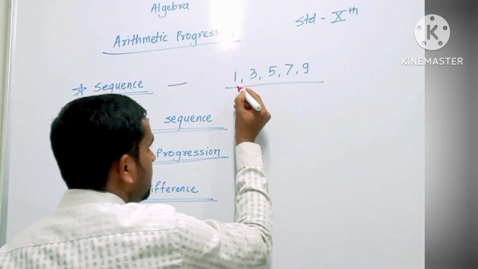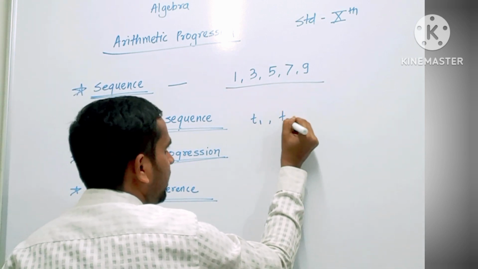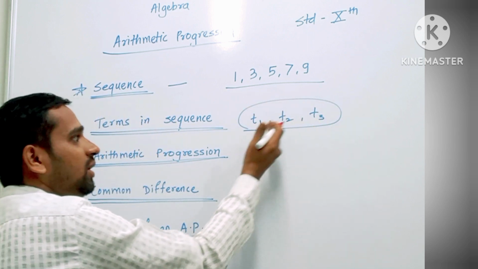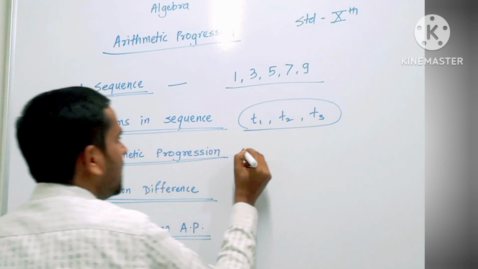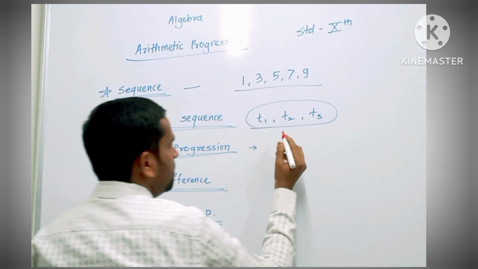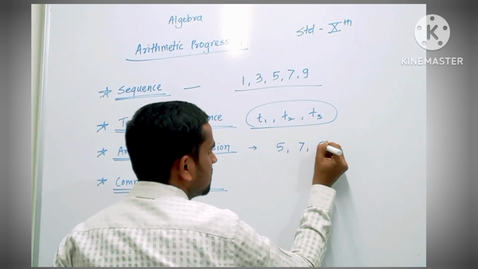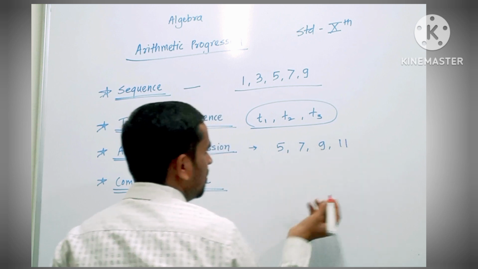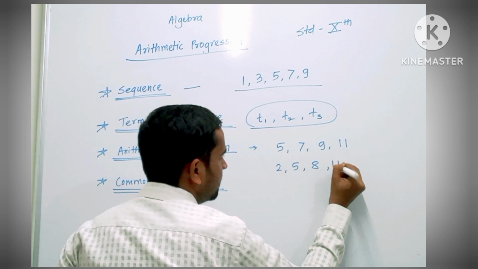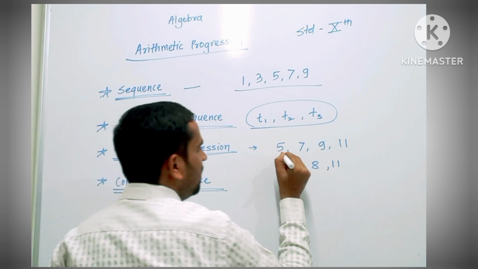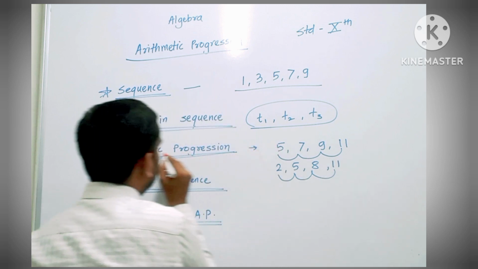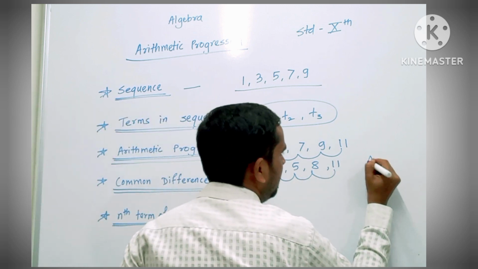Next point, terms in a sequence. Suppose this is a sequence. These consecutive terms are called T1, T2, T3. Afterward, arithmetic progression. In the given sequence, if the difference between two numbers is the same, suppose 5, 7, 9, then 11, or 2, 5, 8, then 11, in both sequences the difference between two terms is constant. So it's called arithmetic progression, or AP in short form.